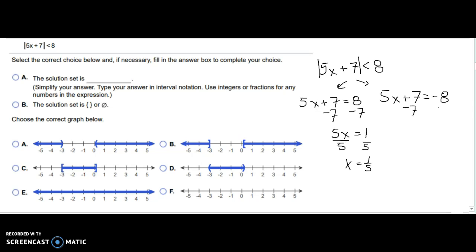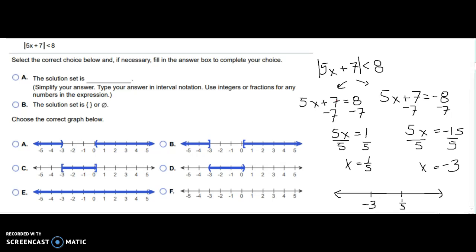And then solve here. Subtract 7. 5x could equal negative 15. Divide by 5. X could equal negative 3. So those are what we call your anchor points. Positive 1/5 is just above 0, and then negative 3 is down here. And then you go back and look at your inequality sign.